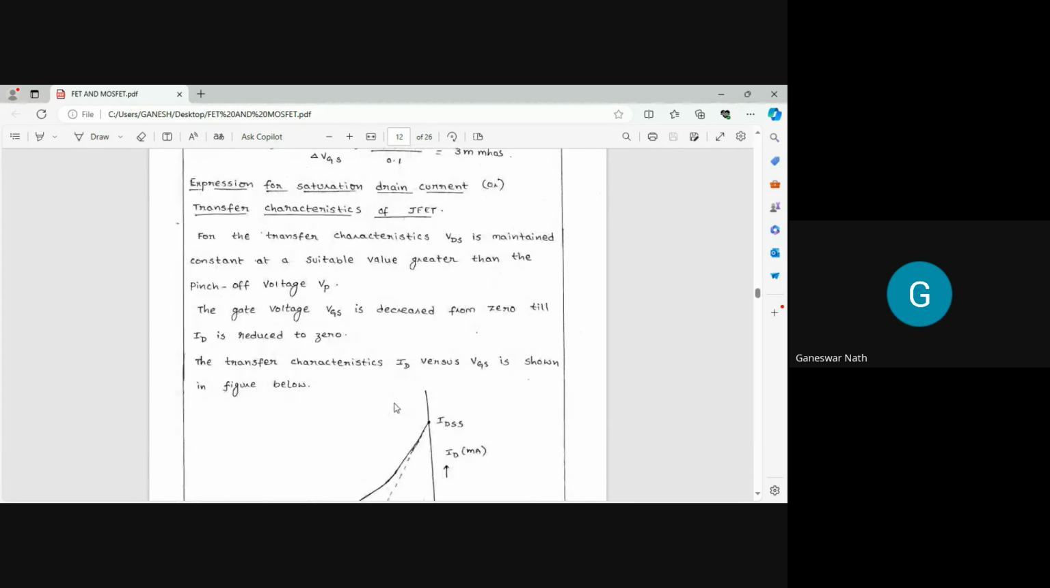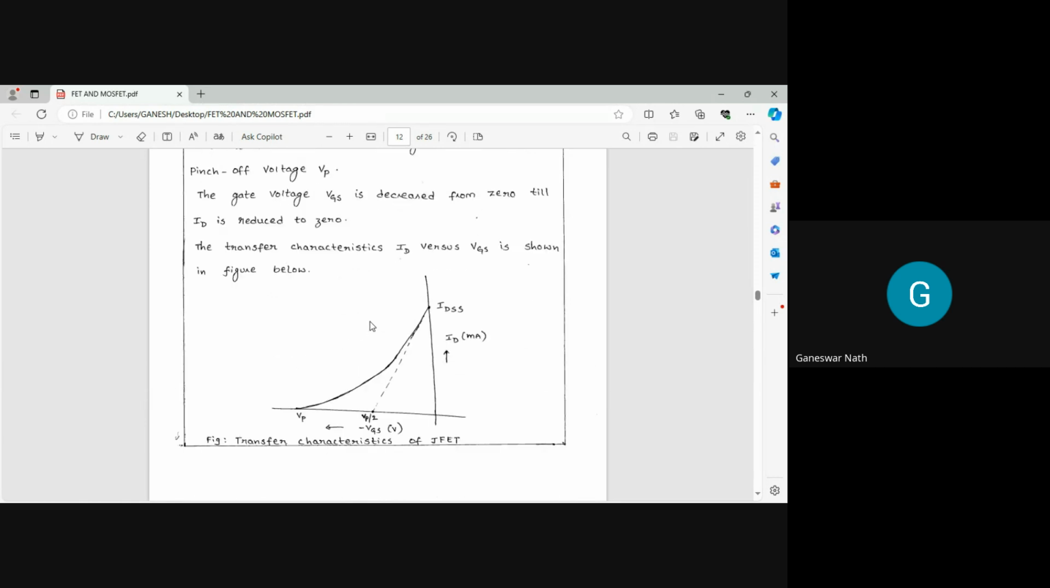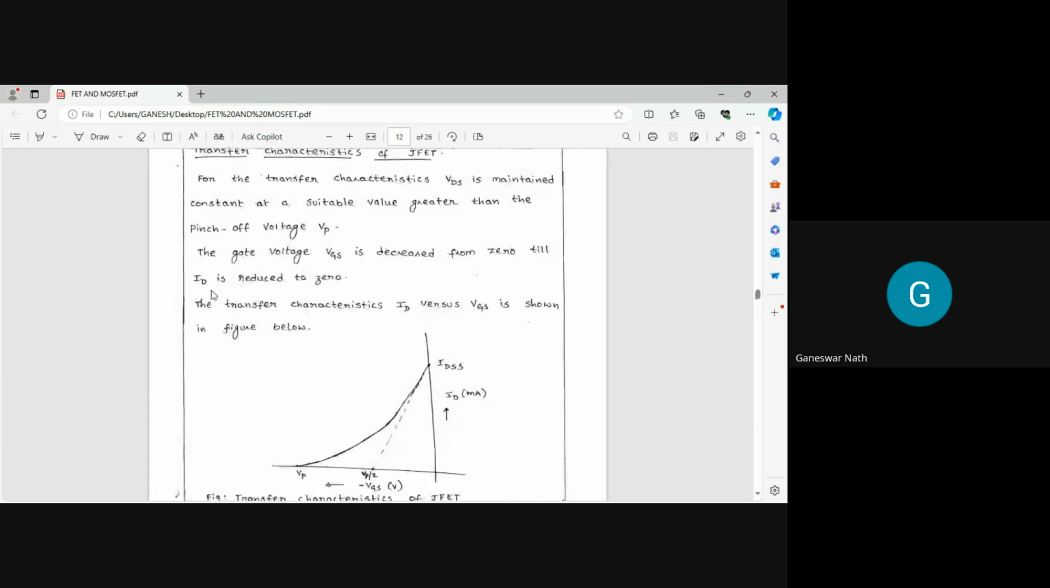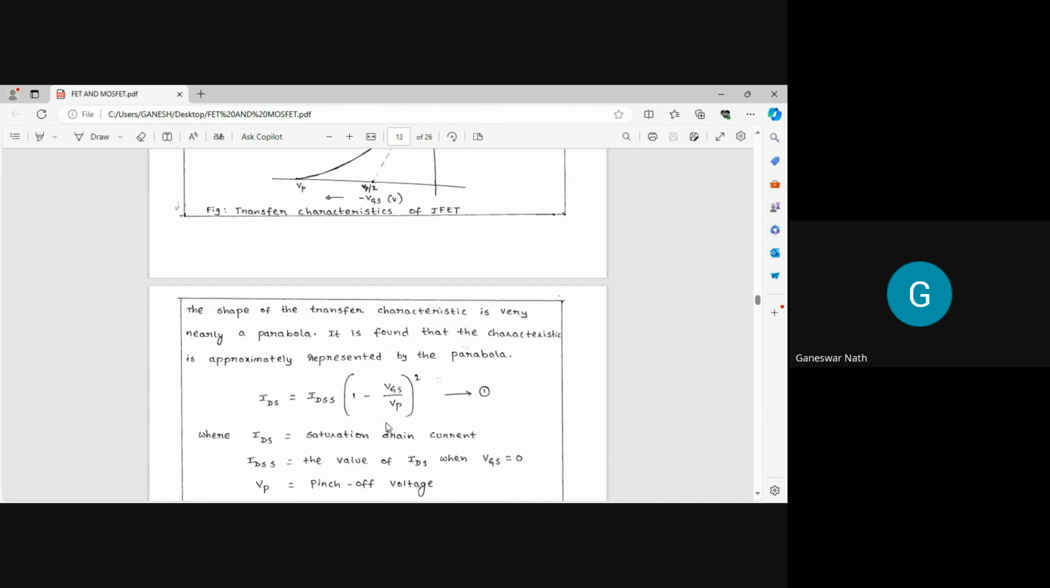From the transfer characteristic, VDS is maintained constant at a suitable value greater than the pinch-off voltage. You can see that we have just now drawn the characteristic between ID versus VGS. The gate voltage VGS is decreased from 0 till ID also reduces to 0. So this is the transfer characteristic of the JFET.